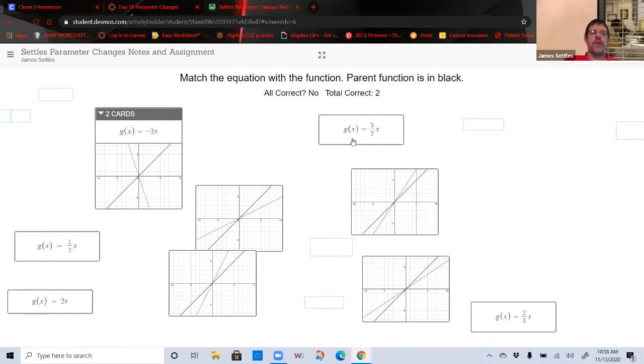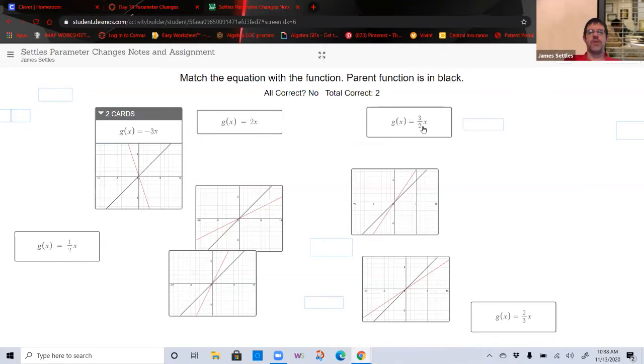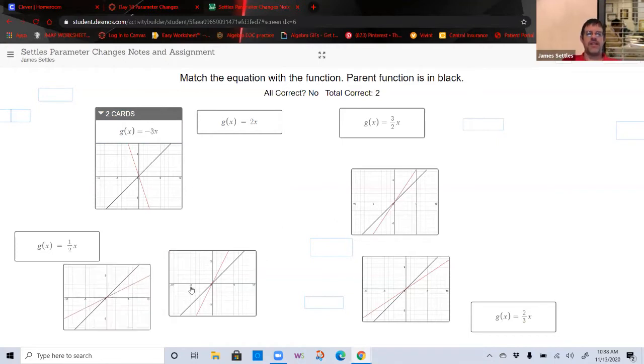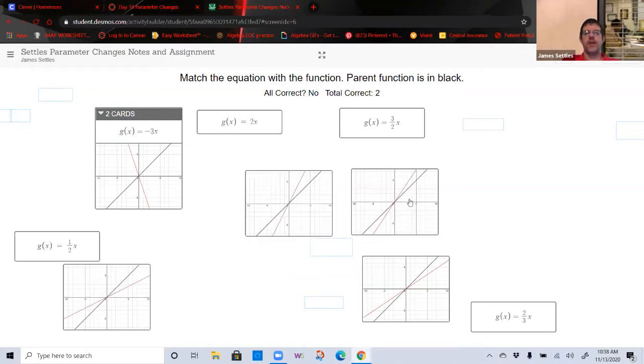So then you're going to grab another one. Okay, well, let's see. I'm going to grab 2x. It doesn't matter which one you look at, but I'm going to grab 2x. And so the number 2 means that it's steeper. So I need a red line that is steeper than the black line. I see 2 of them that are steeper. And I don't know if you're looking at mine or not, but there's 2 of them where the red line is a little bit steeper. Grab one of them and put them on top of the 2x.